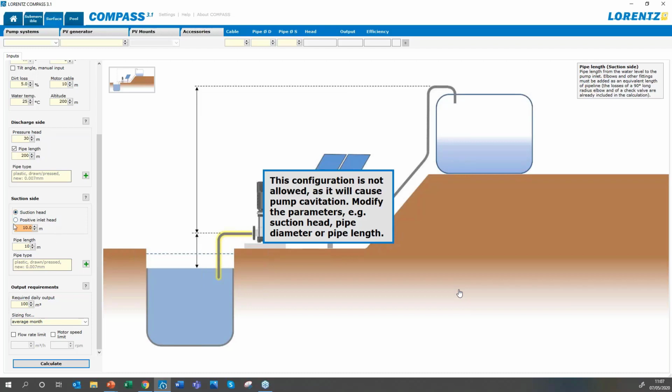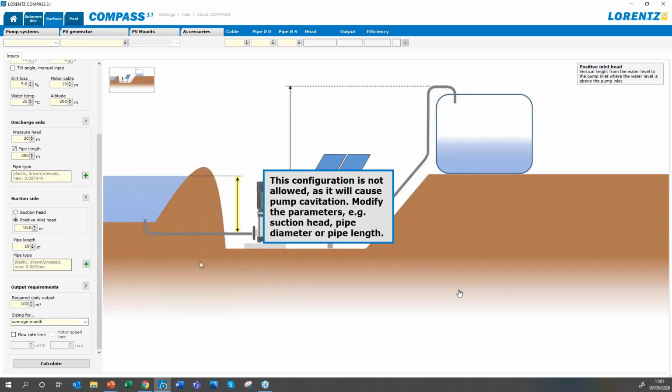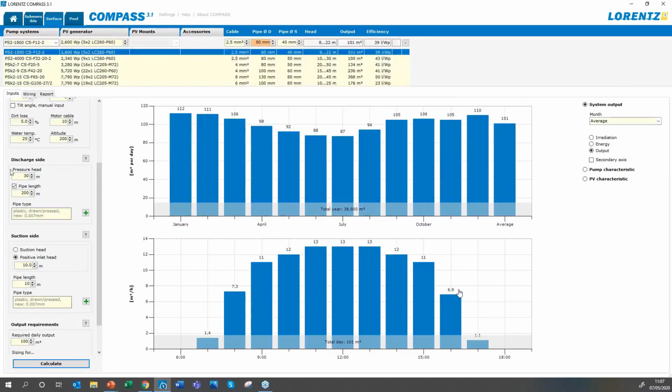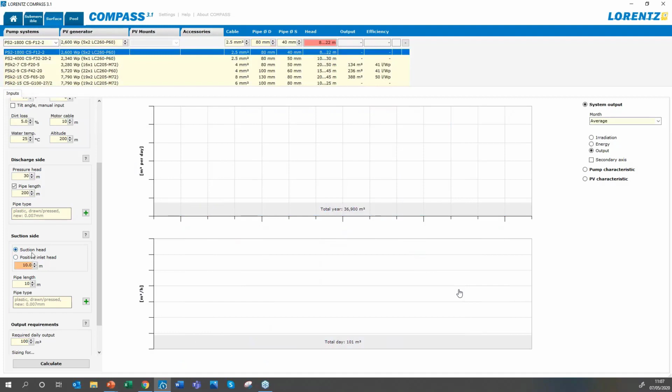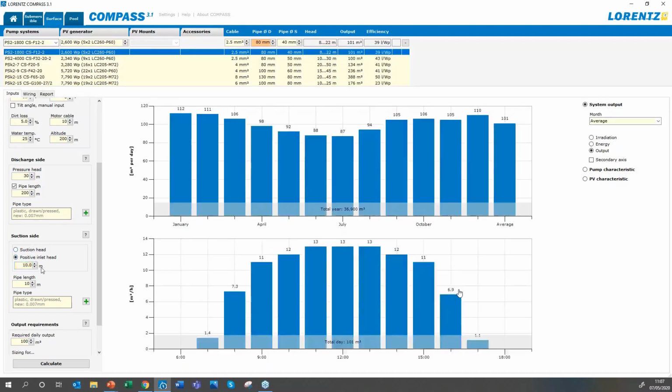The other thing you can do in the sizing here is have a positive inlet head. So if we have a pump that's lower than the surface water level, we can set a positive inlet head again here. This is very similar to sizing submersibles. Obviously, the only difference is we have the suction side calculation. So you can do both. You can even do swimming pool pumps if that is of interest for you.